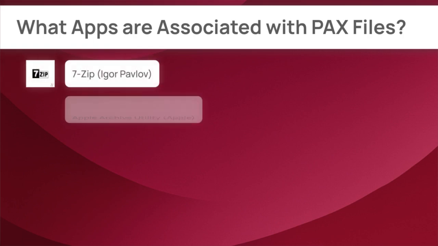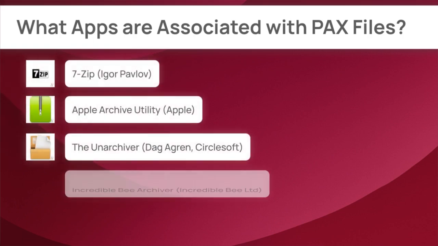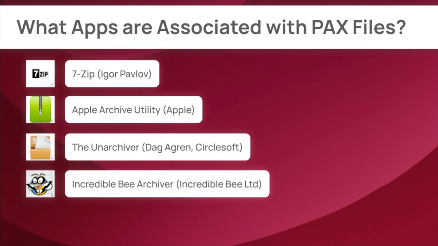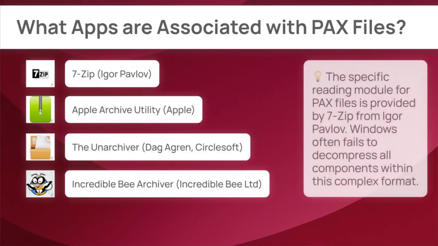Igor Pavlov defines 7-zip as the main handler for PAX files. Windows cannot fully extract this archive type, requiring dedicated extraction software. Windows offers only basic recognition, so full extraction must be done with dedicated archive software.